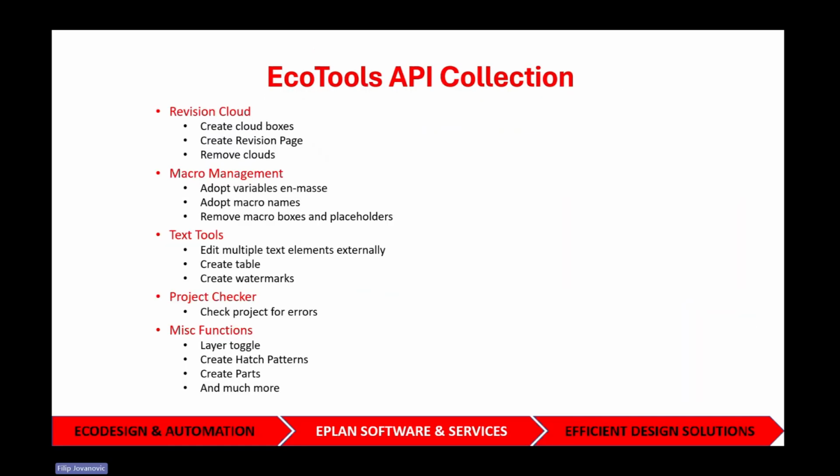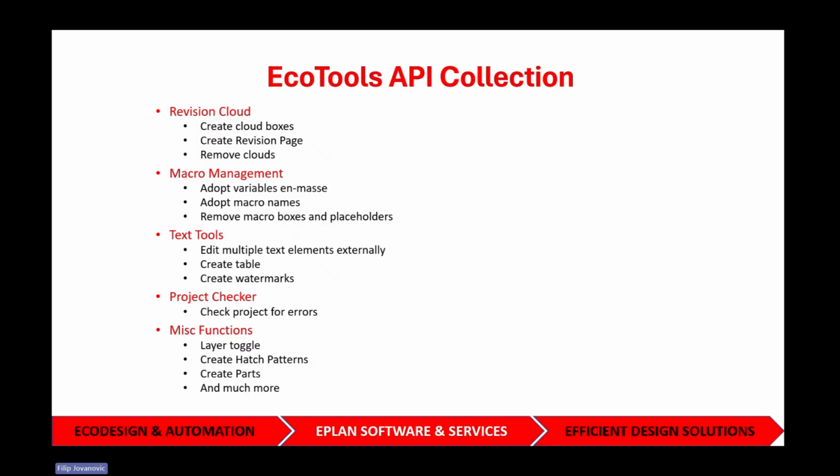So now I just want to go over everything that's under EcoTools. The first big app that we have under EcoTools is the Revision Cloud. And this allows us to create revisions or cloud revisions on a schematic page. And then once we create the cloud revisions, we can give them descriptions, and we can use those descriptions to create a revision overview page of all the revisions in your project.